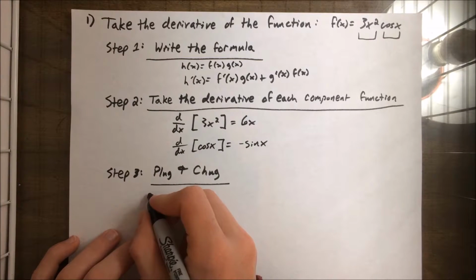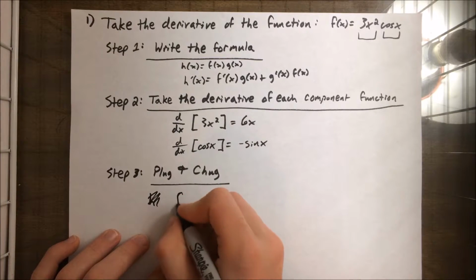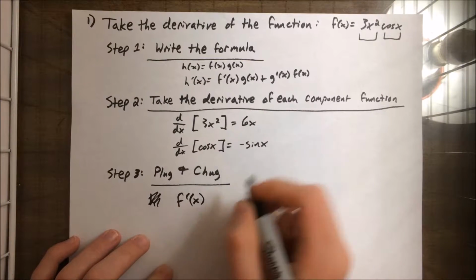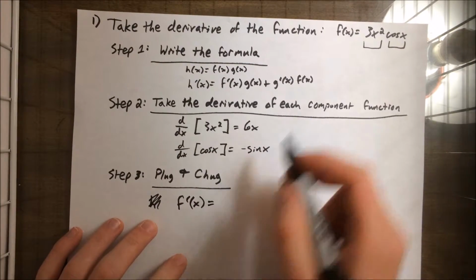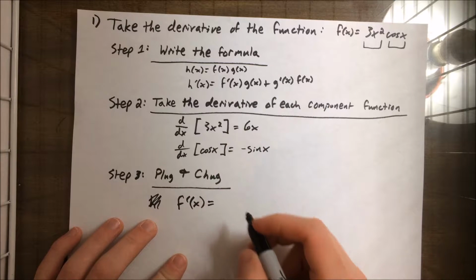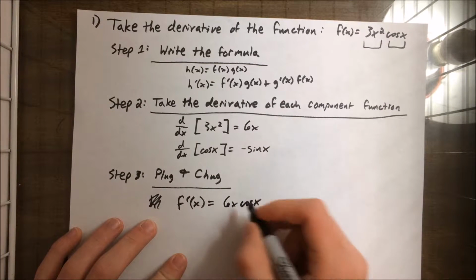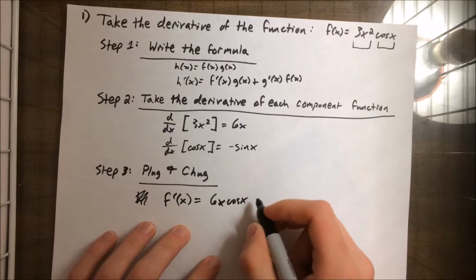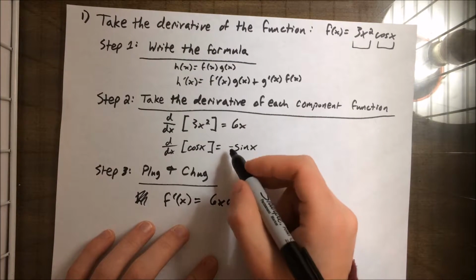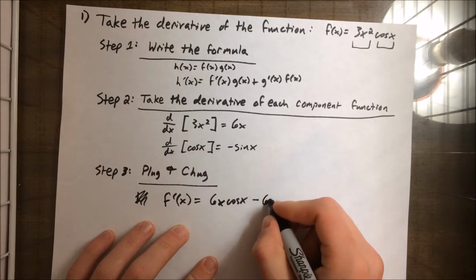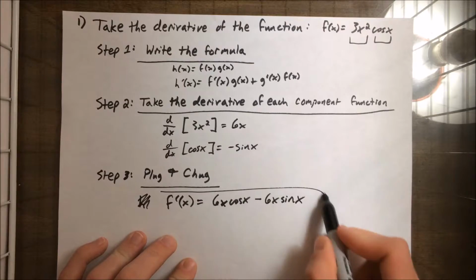So let's go ahead and do f prime of x, since the function is f prime of x equals first d second, so 6x cosine of x plus second d first, so minus, since it's a negative, 6x sine of x. So this is your final answer.